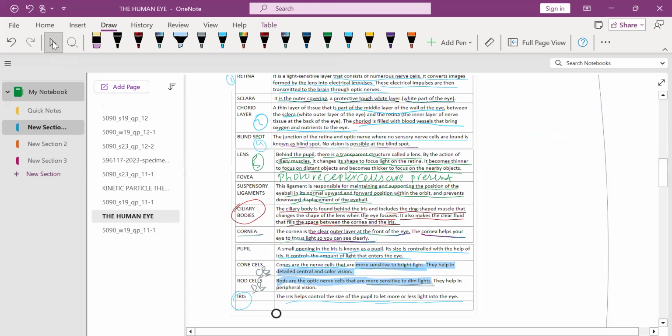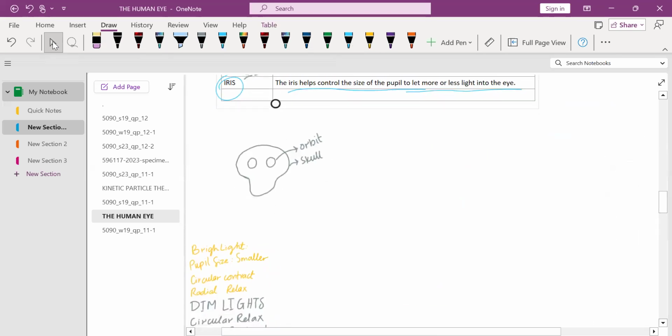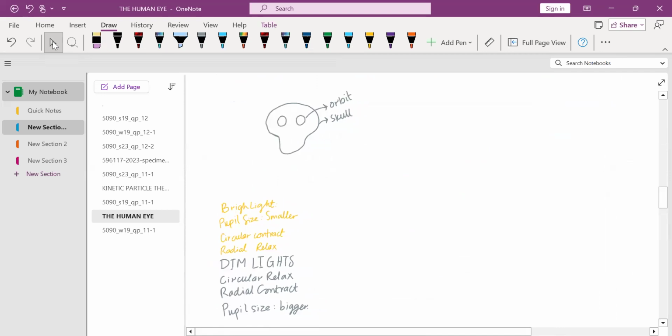I hope you understood the functions. Now let's move towards the next topic of this chapter. So this is our skull, and the portion where the eyes are fitted is known as the orbit.